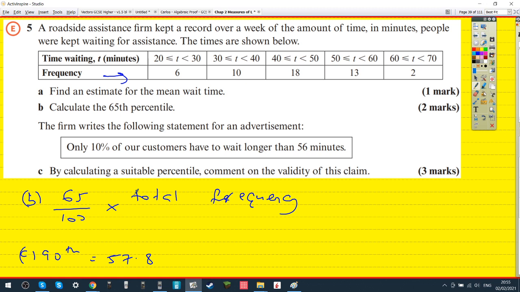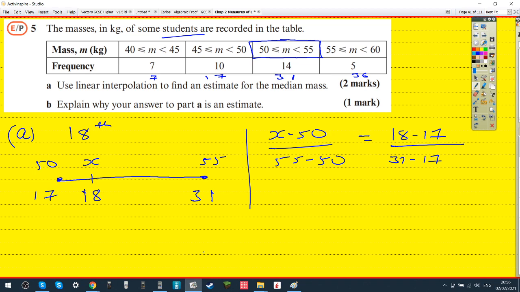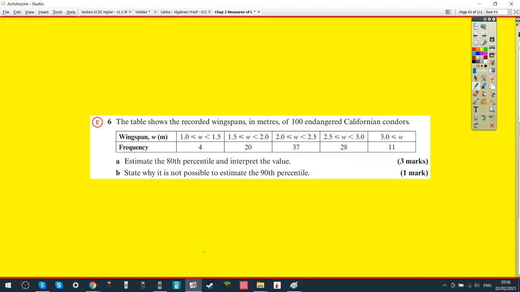No. They have to wait for 57.8 minutes. More than 10% have to wait longer than 57.8, not 56. Maybe more than that.